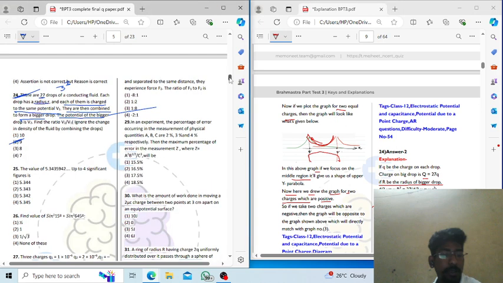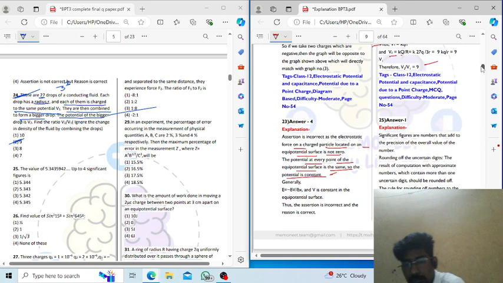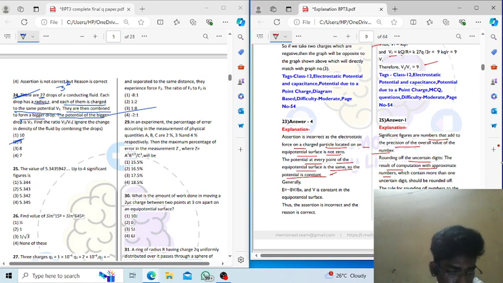Question number 25, significant figures. Significant figures are the digits that add to the precision of the overall value of the number, including zeros, non-zeros, rounding of certain digits, and the result of computation with approximate numbers. The rule of rounding numbers is that if a digit after the decimal is greater than 5, the previous number can be increased by 1. That is the main purpose of this question.